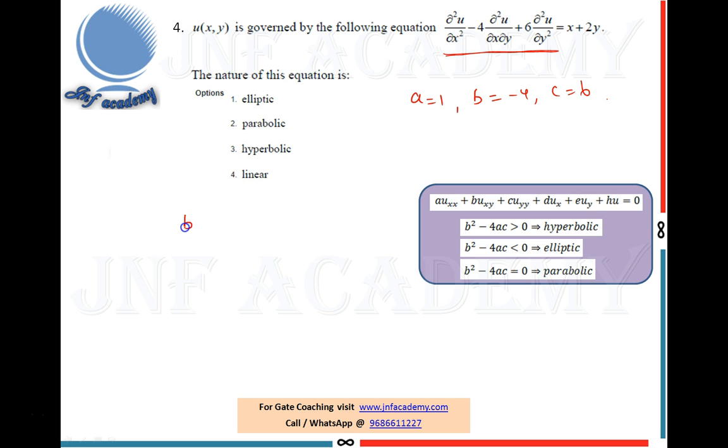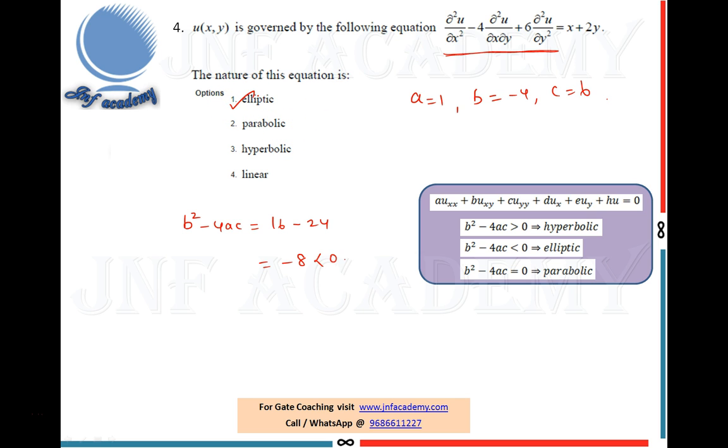Next I find B² − 4AC, this is 16 minus 4AC. 4 times 6 is 24. Finally I got −8, this is less than 0, so it is elliptic. The nature of this partial differential equation is elliptic.